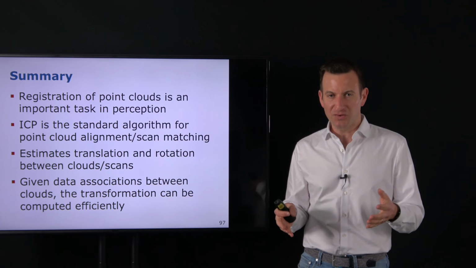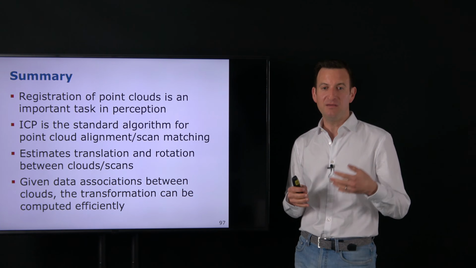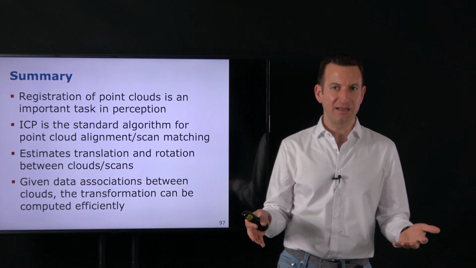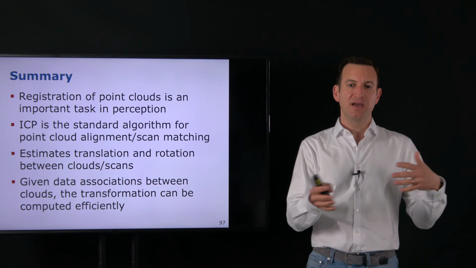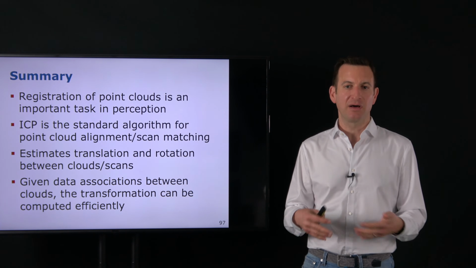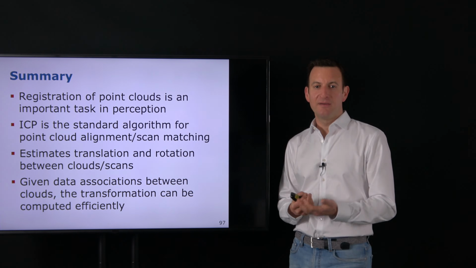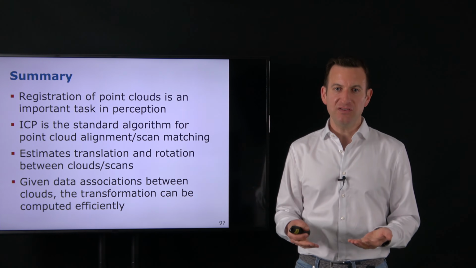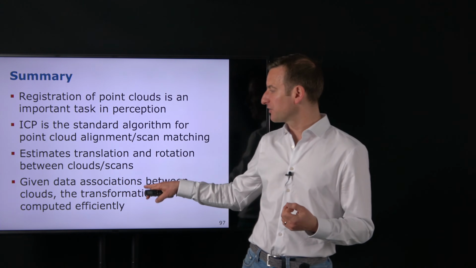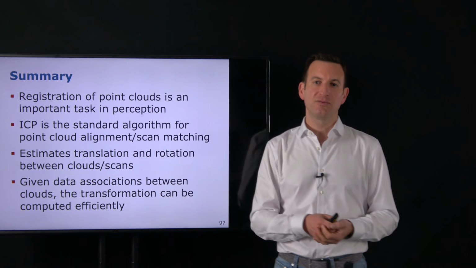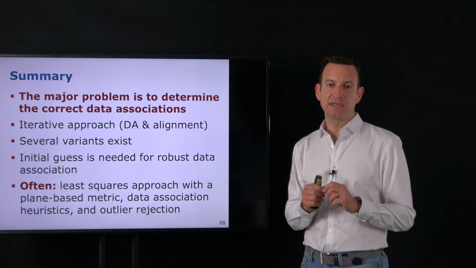So whenever you want to build a new system, you will always have to compare yourself against ICP and probably different variants of the ICP for performing incremental scan matching, for aligning point clouds. And what it basically does, it computes a translation and a rotation between point clouds or scans or surfaces, depending what your underlying structure is. And if you have a given data association, that's easy. If you don't have data association, then it can be tricky, and the data association determines your translation and rotation parameters. And the major problem is actually determining the correct data association.